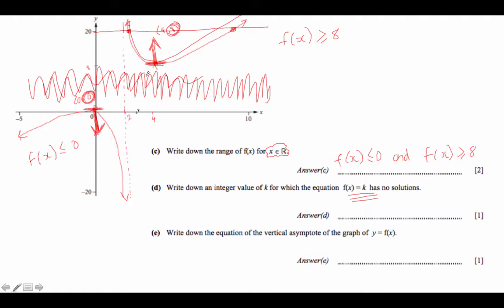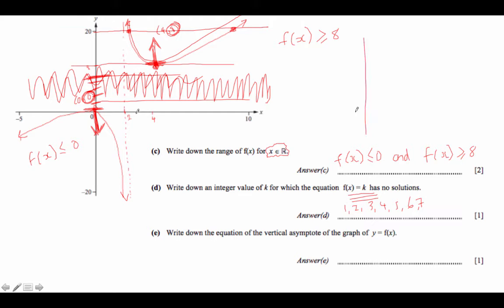Okay. If I put a line exactly at 8, it's just going to have one solution. If I put a line anywhere less than 8 but greater than 0, then the line is never going to cross the graph. So you can pick any integer value between 0 and 8, or in other words, you could have 1 or 2 or 3 or 4 or 5 or 6 or 7.